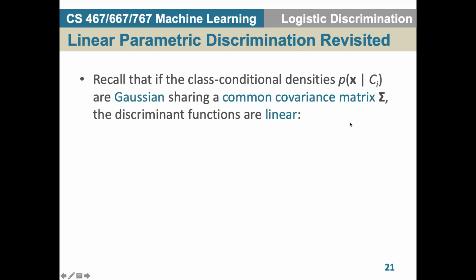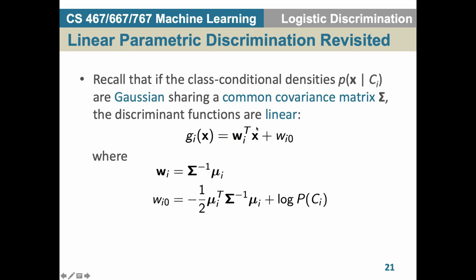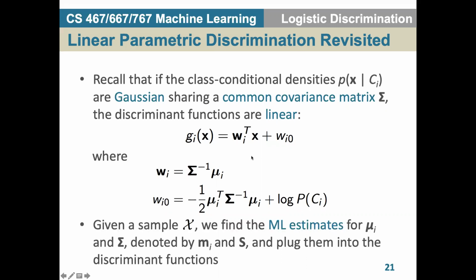Remember that in the Gaussian, if we share a common covariance matrix, then the separating plane between the two classes will become a hyperplane. It's linear. This is what we saw last time. This is a conclusion from the previous slide. The quadratic term is gone because it's the same quadratic term for all the classes, so it doesn't matter. Then we have this linear coefficient in our high dimensional Gaussian model.